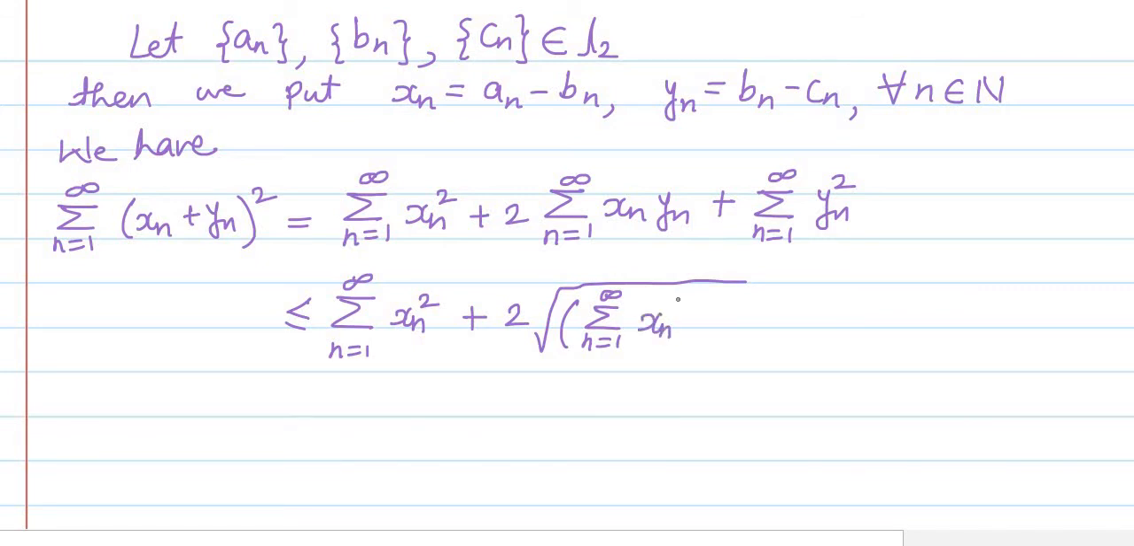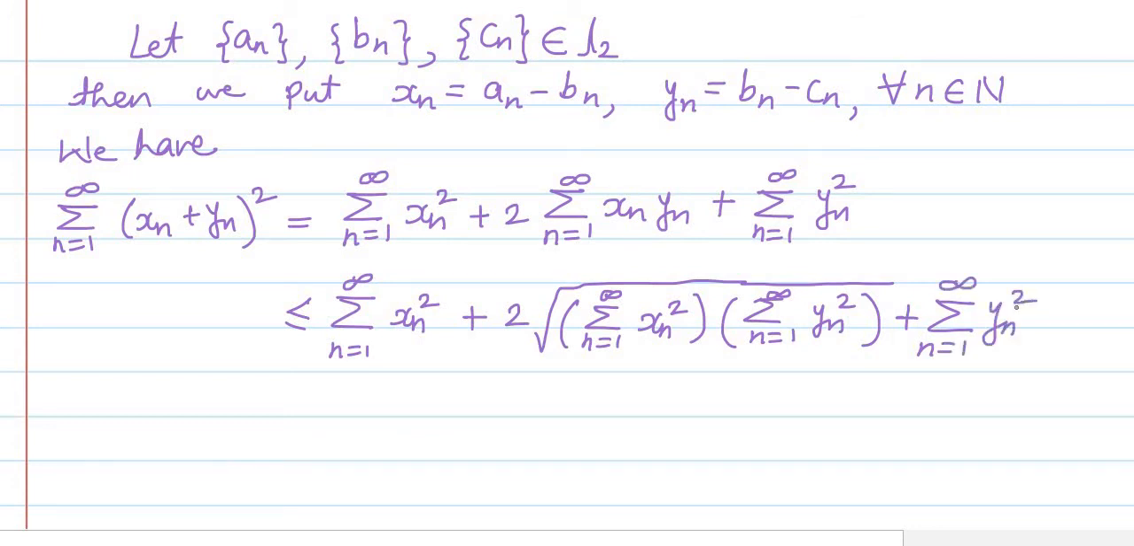Xn square into the summation over n equal to 1 to infinity Yn square. So we know that the summation over n equal to 1 to infinity Xn Yn is less than or equal to the square root, so that we have used here, and again plus the summation over n equal to 1 to infinity Yn square, the third term remains as it is. Okay. So we have used relation number 1 here.